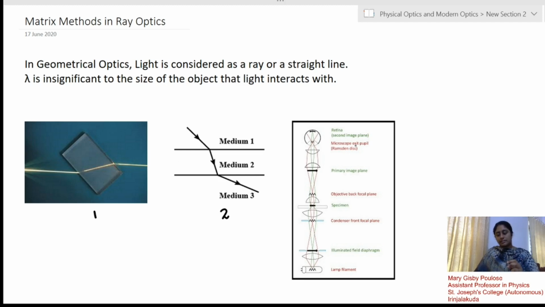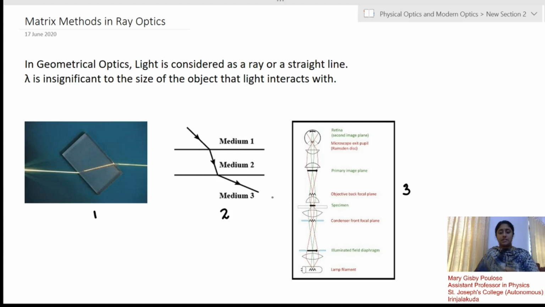Here in the third figure, you can see the basic components of a microscope. In a microscope, we have a number of lenses. It may be a double convex lens, there may be slits, there may be a plano convex lens and so on. You can see a number of lenses in the figure. So if we try to calculate the position of the image, the size of the image, and the nature of the image using lens convention, it will take a lot of time.